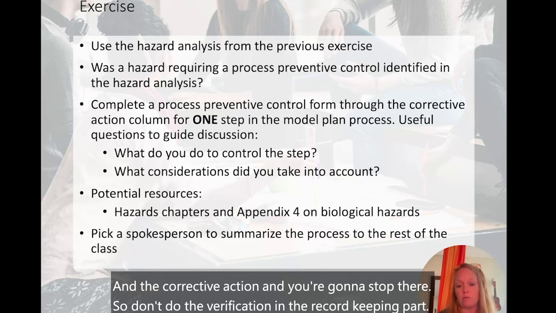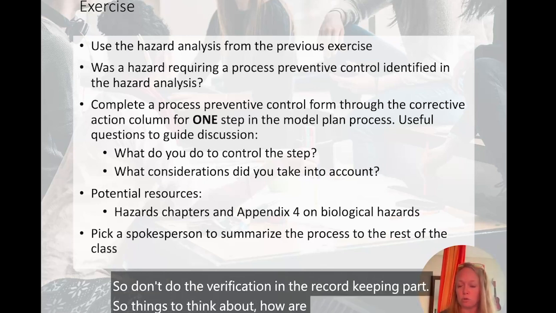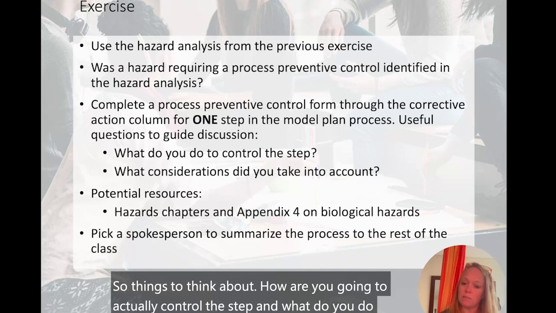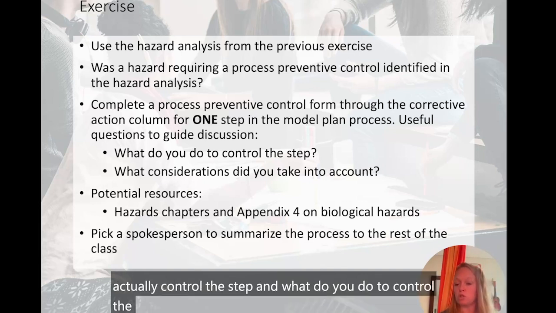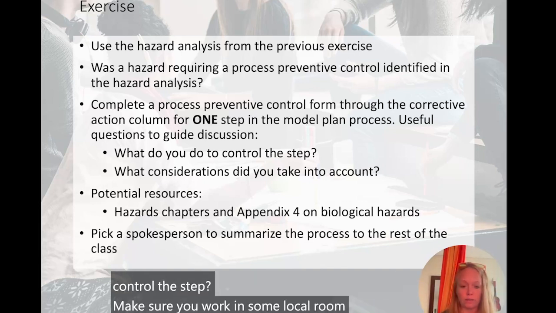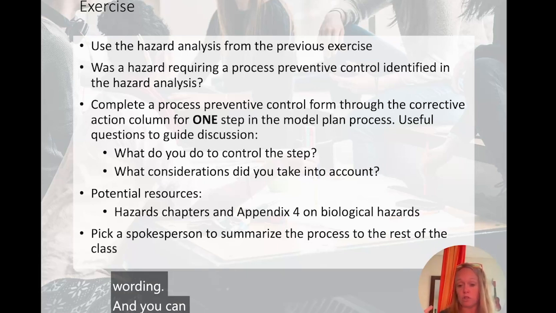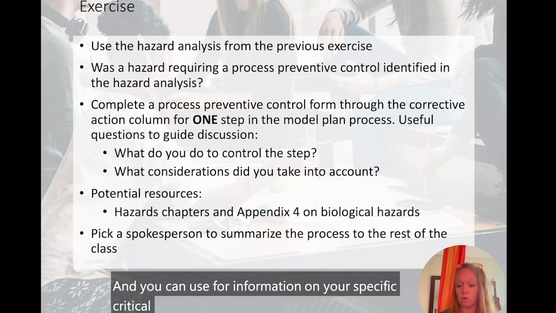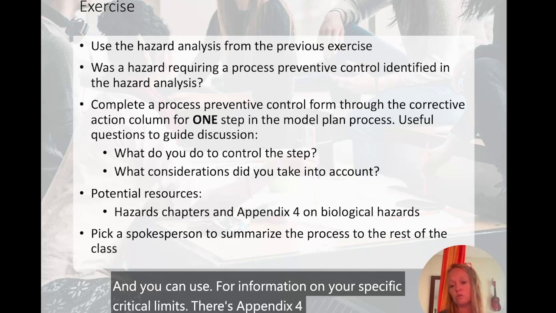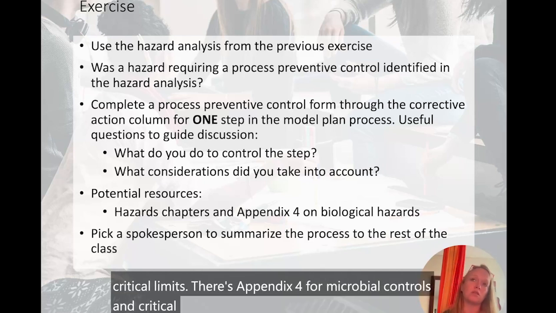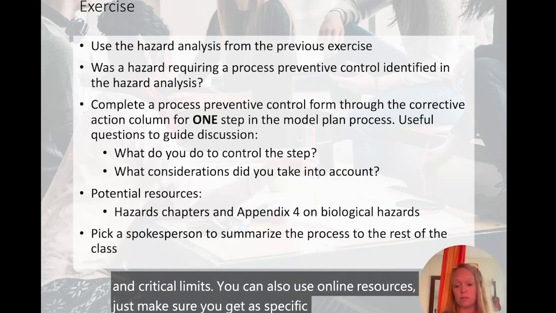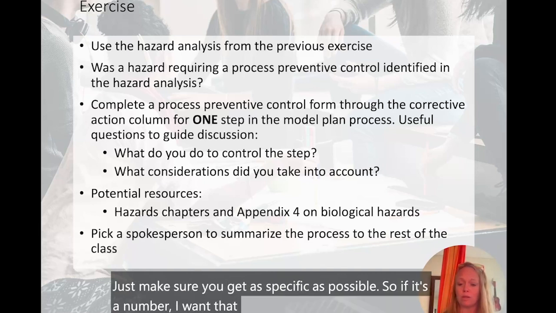So things to think about. Well, how are you going to actually control the step, and what do you do to control the step? Make sure you work in some wiggle room with your wording. And for information on your specific critical limits, there's Appendix 4 for microbial controls and critical limits. You can also use online resources. Just make sure you get as specific as possible. So if it's a number, I want that number, right? How do we kill E. coli in a chicken nugget? All right.